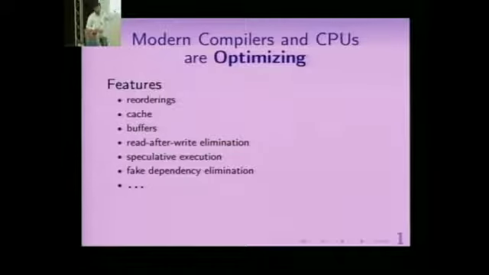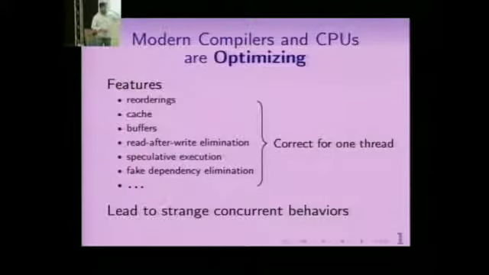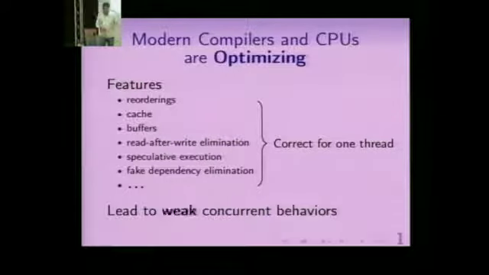So we all know that modern compilers and CPUs are optimizing. They have different features which are intended to increase performance of a target program. And most of them prove to be correct for single-threaded programs. However, they may introduce new behaviors in a concurrent setting, which can't be explained by interleaving execution of threads. Such behaviors are usually called weak behaviors.